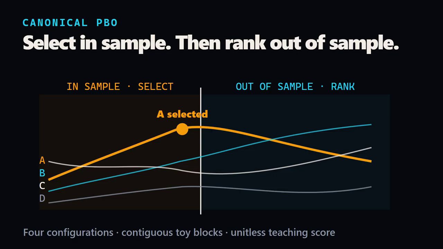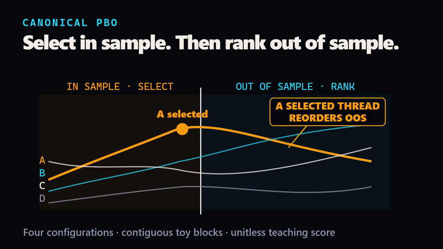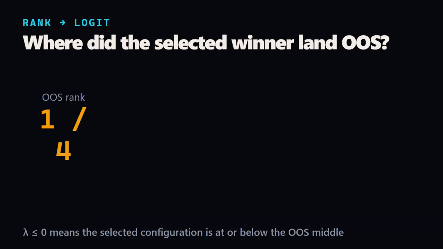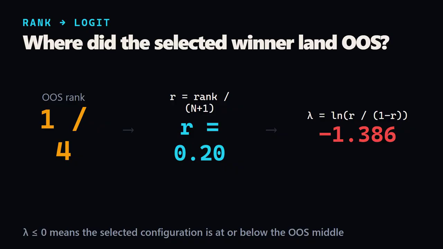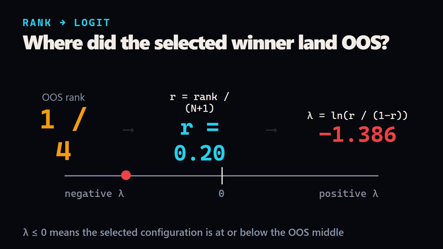Turn the OOS rank into R. Then a logit. Lambda equals the natural log of R divided by 1 minus R. A lambda at or below 0 means the selected configuration sits at or below the OOS median. PBO is the fraction of symmetric splits with that outcome. It is about selected configurations and ranks, not a sign change in one return series.